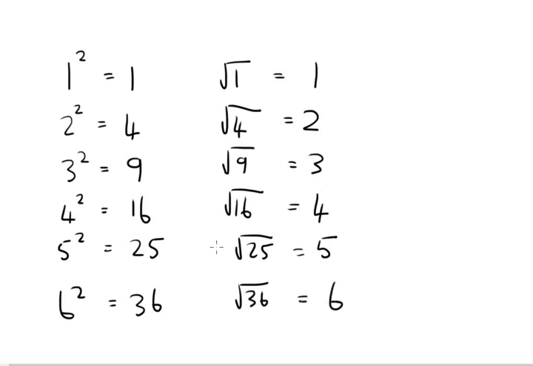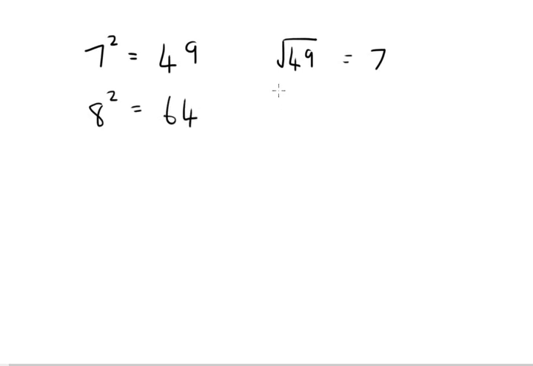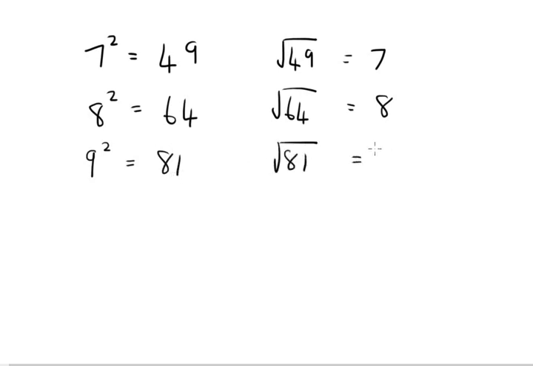So first spend some time to just learn this over here, and on the next page we can go all the way up to 12. So if you take 7 squared is equal to 49. So therefore the square root of 49 is equal to 7. Then we've got 8 squared is equal to 64. The square root of 64 is equal to 8. 9 squared is equal to 81. The square root of 81 is equal to 9.